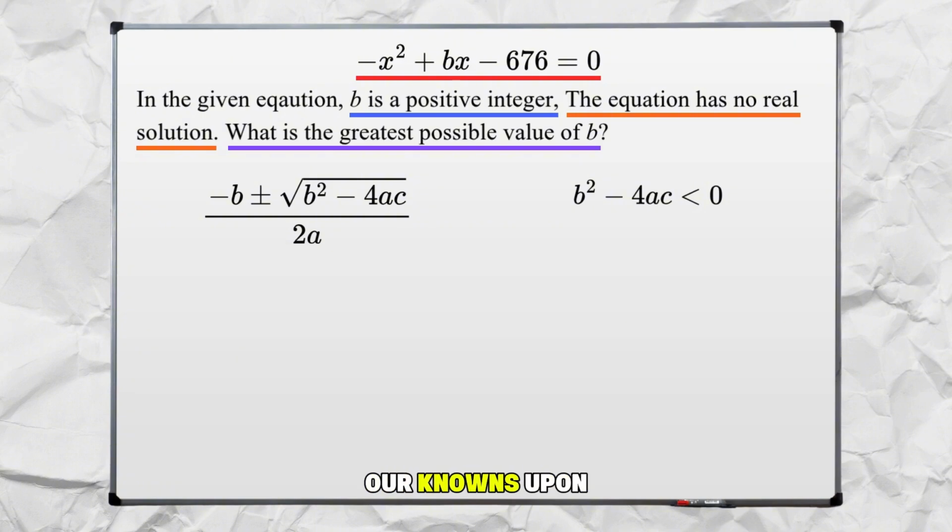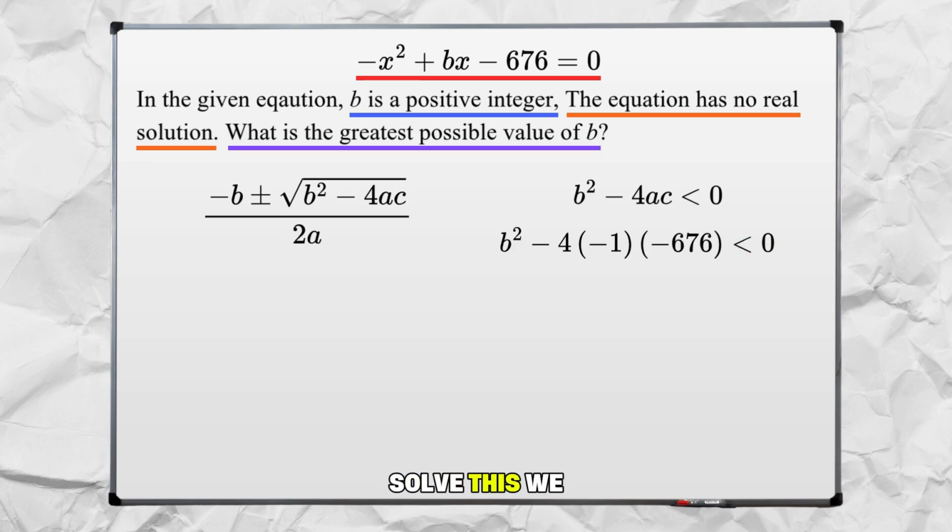Let's plug in our knowns. Upon analyzing our quadratic, we can see our a and c values. Our a value is the coefficient of the first term of the quadratic, or x squared. This is negative 1 because it's just negative x squared. So let's plug this in. b squared minus 4 times negative 1 in parentheses, multiplied by the c value, which is just the constant of the quadratic equation. In this case, it's negative 676. And this is also all less than 0.